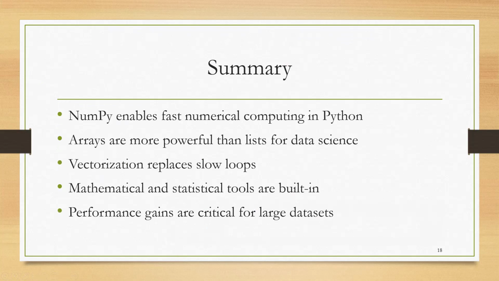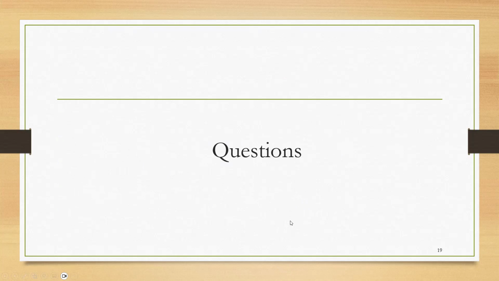As we said earlier, very fast numerical computing in Python. And also arrays are more powerful than lists for data science. Again, vectorization is the whole thing, replacing the slow loops. It has mathematical and statistical tools built in, a lot of functions here. Also, performance gains are critical for larger data sets. So NumPy is very good for, again, large data sets. That's why it's preferable for data science also.